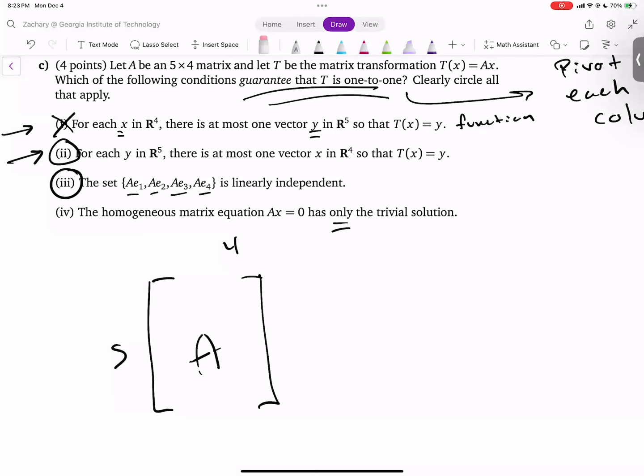For this particular case, it'd be none of them because it's tall. Just right off the bat, you don't even have to consider anything. So going back to part 4, we have only the trivial solutions, which means we have no free variables, which means we have 4 pivots. And if we have 4 pivots, that's one for each column, which guarantees that that's one-to-one as well. Cool? Any other questions on this one?